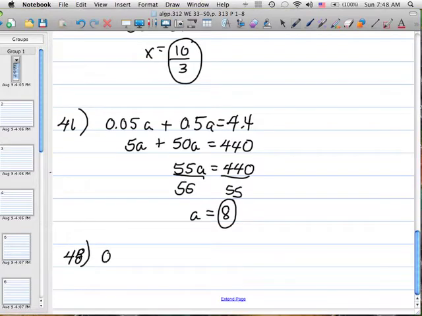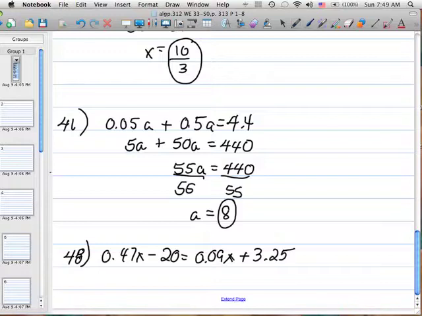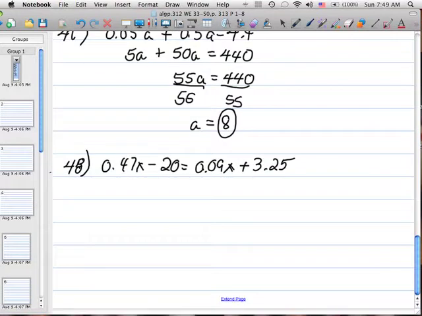We have 0.47x minus 20 equals 0.09x plus 325. It'll be moving over 2 places. We have 2 digits at the most behind the decimal point, so multiply by 100 gives us 47x minus 2,000 equals 9x plus 325.